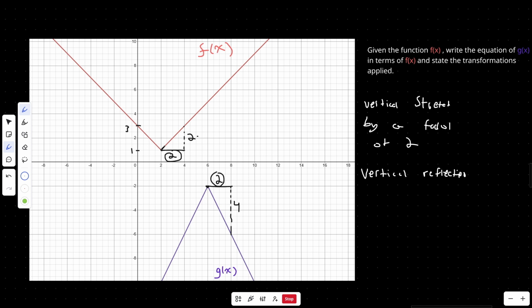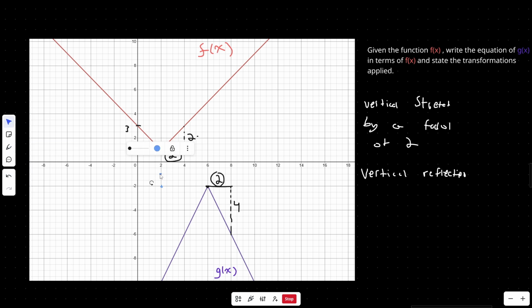So this point is at 1, 2. It's now going to 2, 1. Sorry, it's not going to be at 2, it's going to be at negative 1. So right there. And since we're multiplying all our y values by 2, it's going to be down here actually. So you can get rid of this.